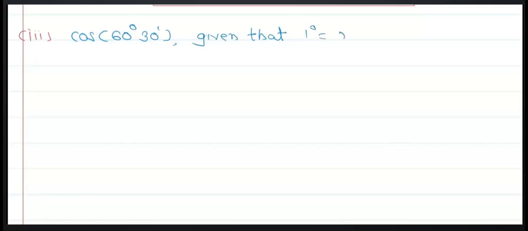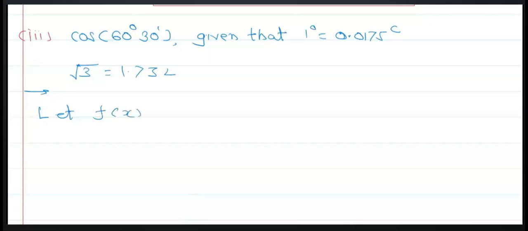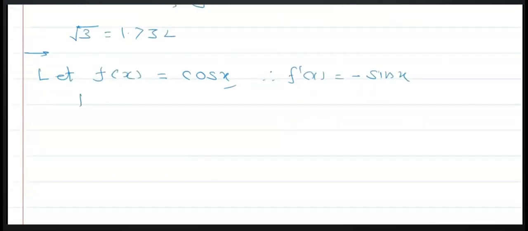Given that 1 degree is equal to 0.0175 radian. Root 3 is equal to 1.732. Let f of x is equal to cos x. f dash of x is equal to minus sin x.